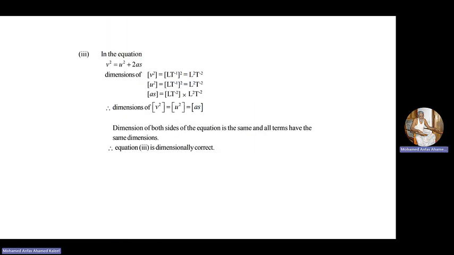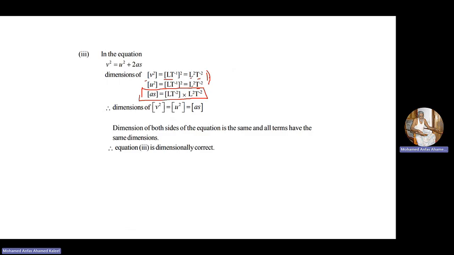Okay. Now the equation V squared is equal to U squared plus 2AS. The dimension of V squared is LT^-1 whole squared, which is L squared T^-2. Similarly, U squared is also L squared T^-2. So these two are equal. Now we will check the dimension of AS. If it is okay, then all the components of this equation are dimensionally correct, and the total equation should be dimensionally correct.